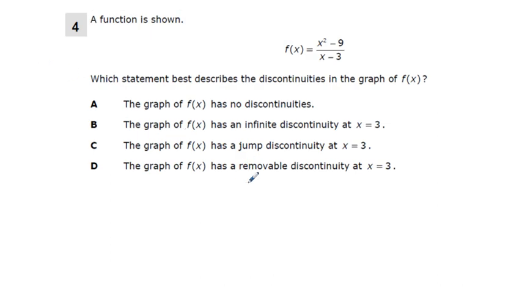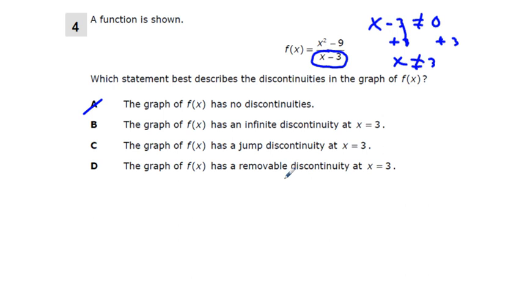Okay, 4. A function is shown. Which statement best describes discontinuities in a graph of f of x? And you have different types of discontinuities. Well, if we just look at this, we should be able to see that this x minus 3 in the denominator cannot be equal to 0. So if we set x minus 3 not equal to 0 and solve for x, we have x cannot equal 3. And so A is definitely not a right answer.